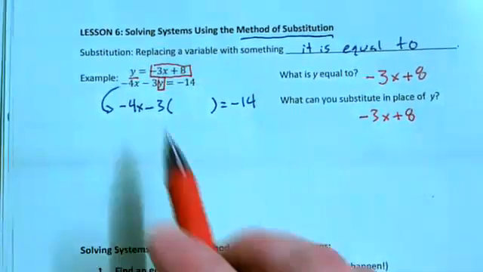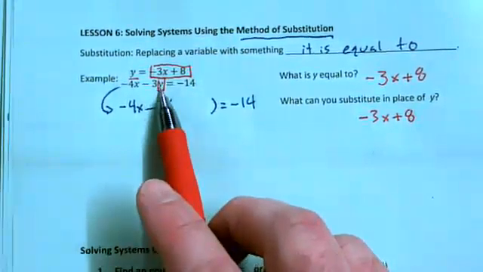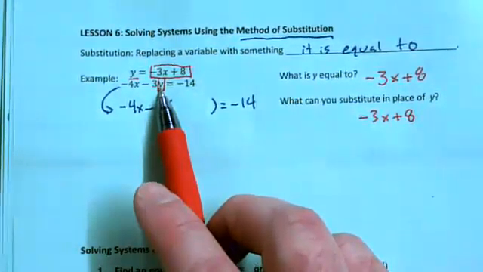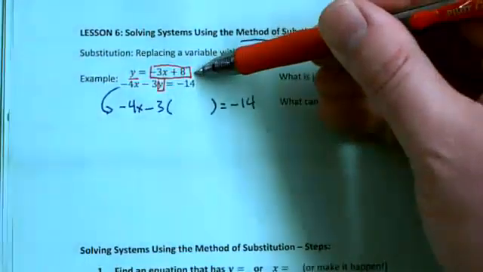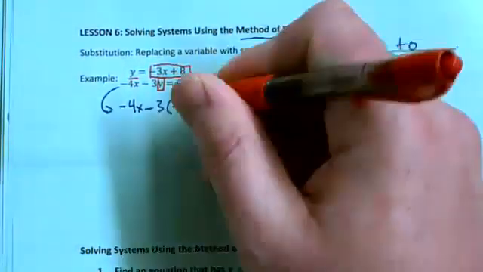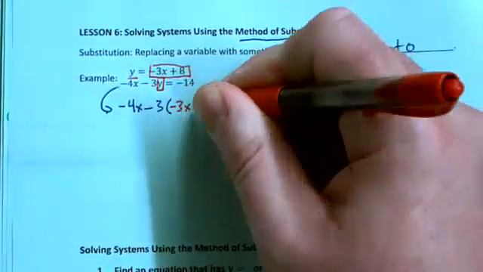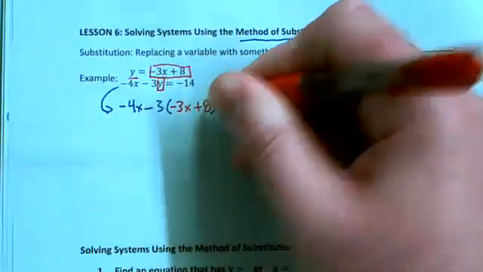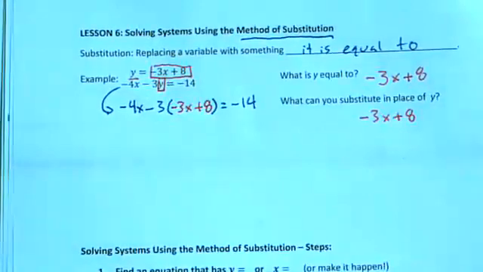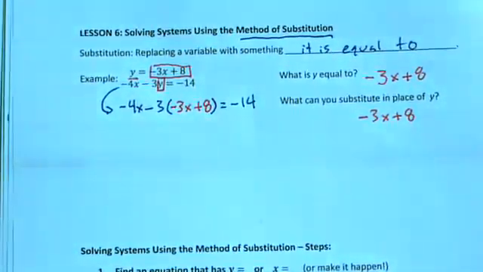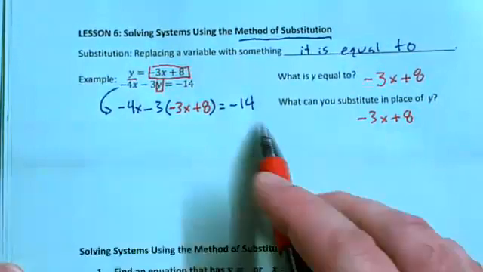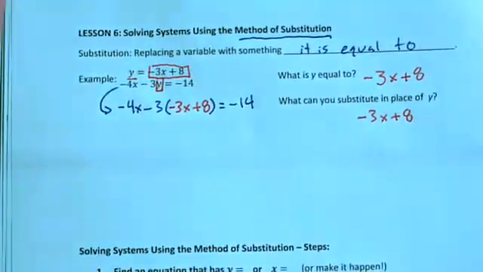And what do you suppose I'm going to put in place of this y? Well, I can put anything in place of y that it's equal to, and we know that y is equal to negative 3x plus 8. So let's put that in place. We're substituting for y. What we have now is an equation that only has x's in it, and we can solve that equation.